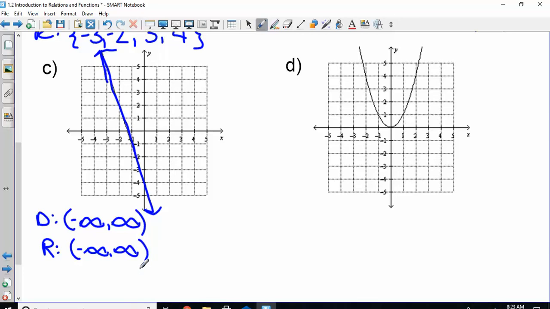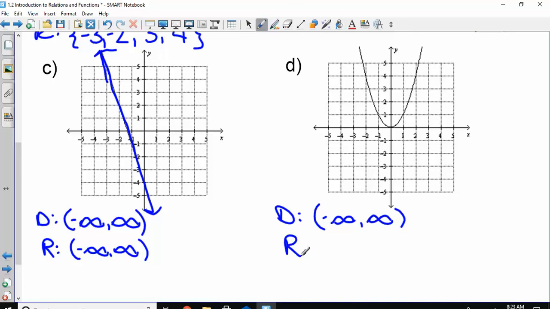D. We have a parabola. So our domain. As this parabola keeps going, it gets wider and wider and wider. So from left to right, it's just spreading out. So eventually, we'd hit everything. So what's my domain? Negative... Always go left to right, negative to positive.